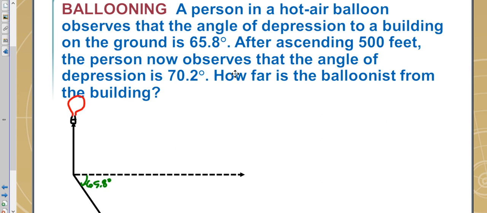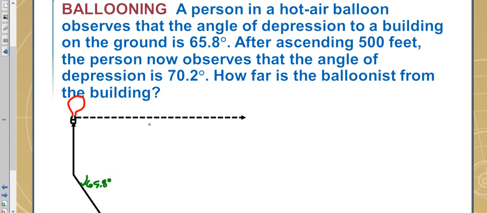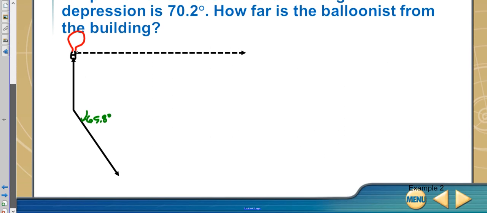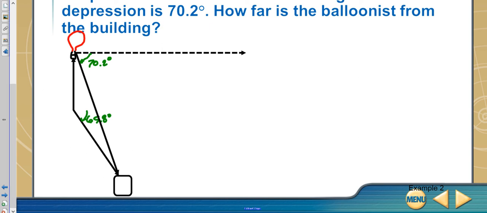And now it says the person now observes that the angle of depression is 70.2. So again, you're looking straight out, and after looking straight out, you curve your angle down 70.2 degrees to get to that building. So looking out, I curve down. This is now 70.2 degrees from here to here. Whoops, I started with a 0. Sorry about that. Let's do this again. 70.2 degrees. And down here is that building. I didn't ever label the building, but we have a building down here that we're looking at. We could label this 500 feet on this side.